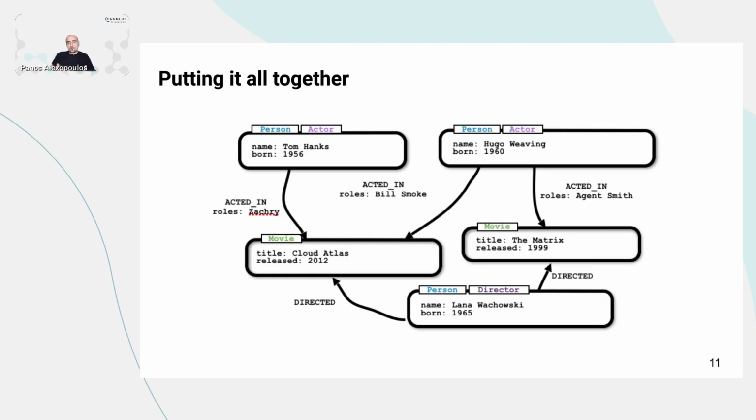So if we put all this together, this is mainly what we have. We have nodes with their properties and their values. We have labels on the nodes, and we have direct binary relations among the nodes with a name and with potential properties. And that's it. This is fundamentally the label property graph model.